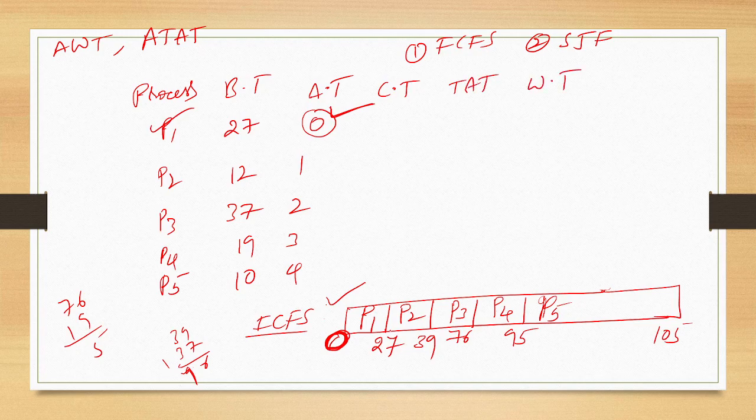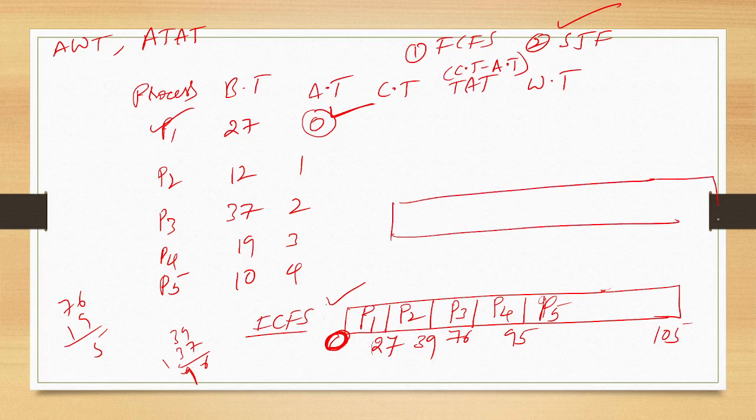First, write the completion time of P1, 27, P2, 39, P3, 76, P4, 95, P5, 105, and find turnaround time. Completion time minus arrival time. Like this, you have to complete this and send me the answer. Next one is SJF. How to do the SJF?